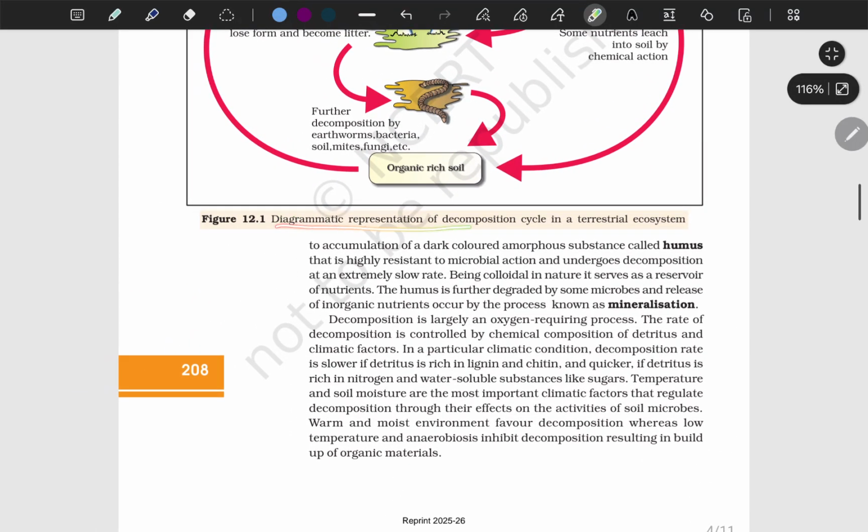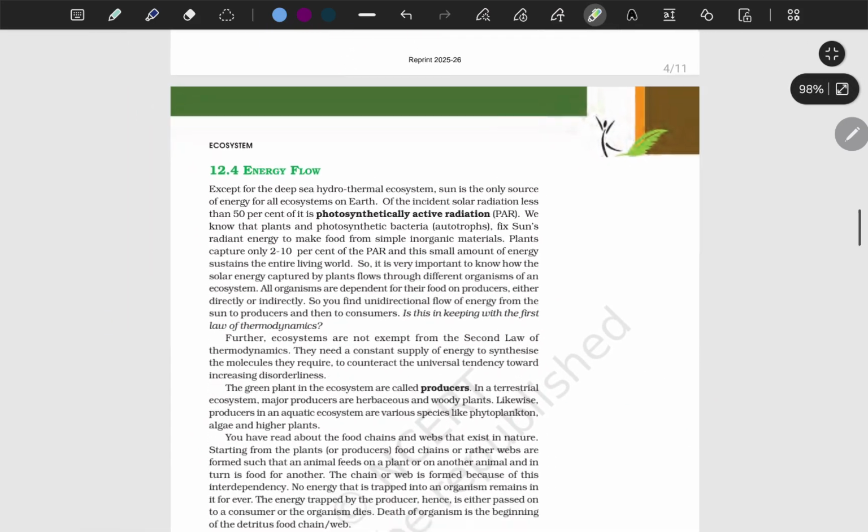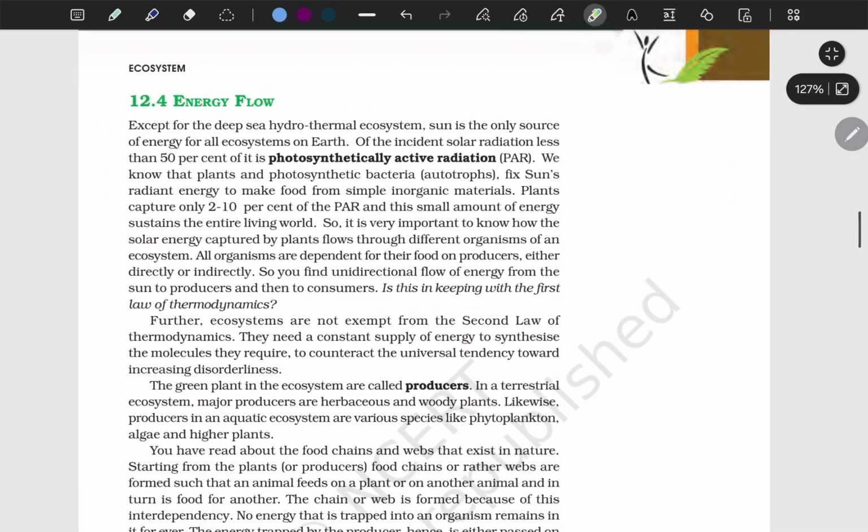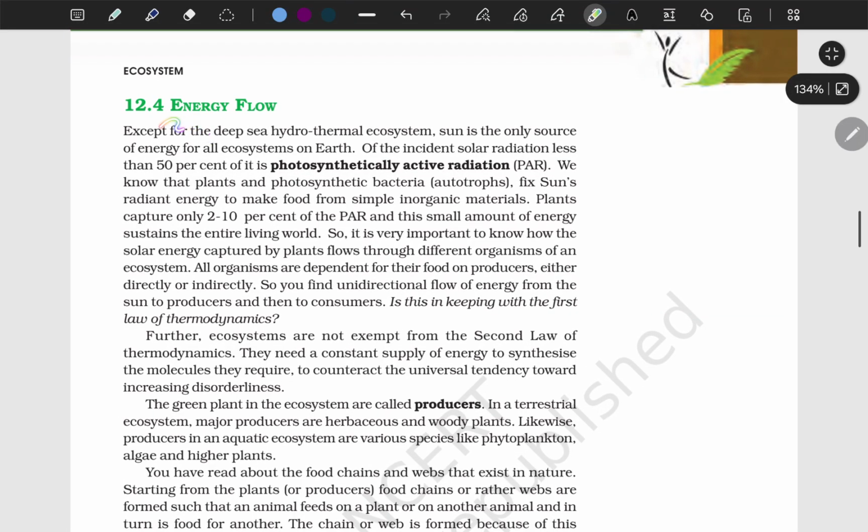So, diagrammatic representation of decomposition cycle in a terrestrial ecosystem. Let's talk about the third component of the ecosystem, that is the energy flow. Except for the deep sea hydrothermal ecosystem, the sun is the only source of energy for all ecosystems on earth.